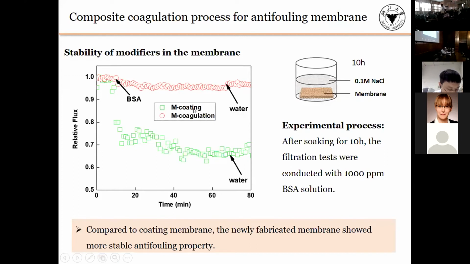So we can come to the conclusion that the composite coagulation process is expected to provide a novel fabrication method for modifying membranes to achieve very excellent permeability and antifouling property. It is also expected to overcome the processability problem of the polyamphiphilic copolymer.